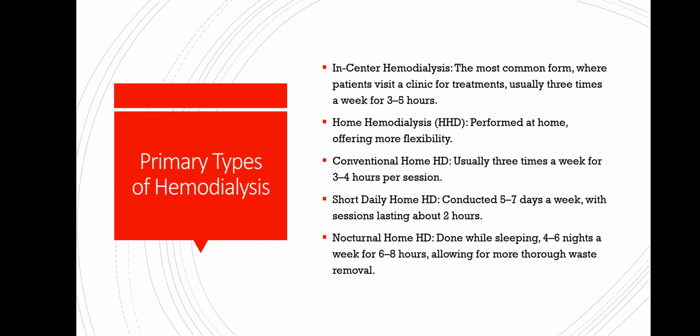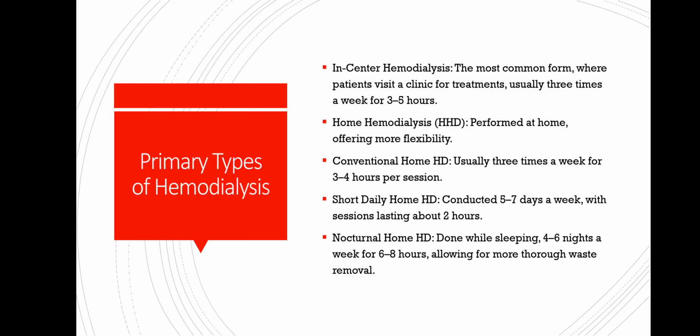Next, primary types of hemodialysis. Types are mainly in-center hemodialysis, then home hemodialysis: conventional home dialysis, short daily home hemodialysis, and nocturnal home dialysis. First, what is center hemodialysis? It's the most common form where patients visit a clinic for treatment, usually 3 times a week for 3 to 5 hours. Home hemodialysis means performed at home, offering more flexibility.